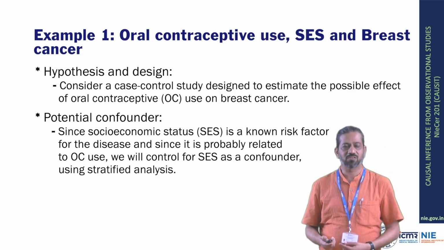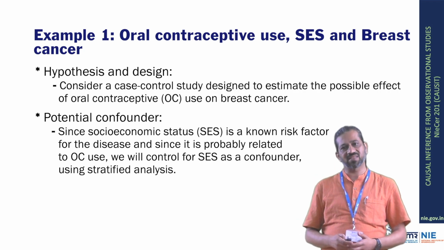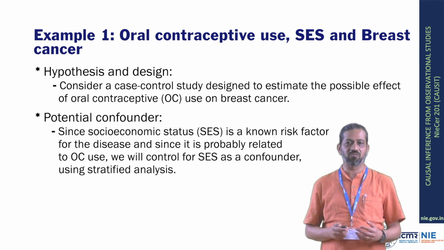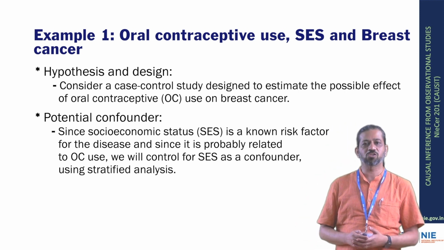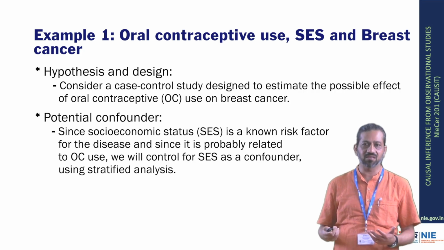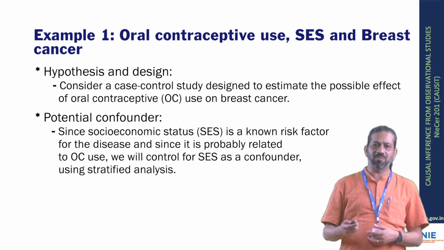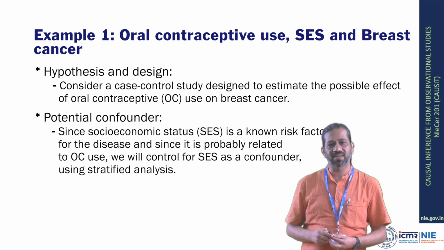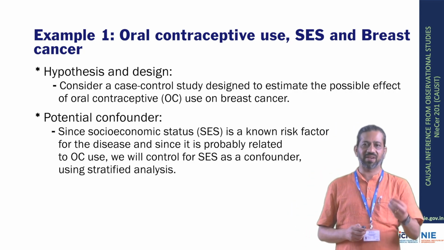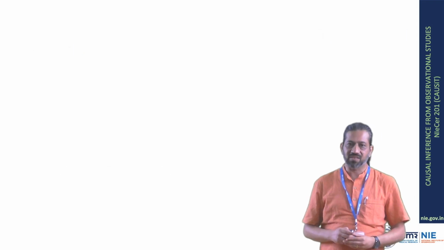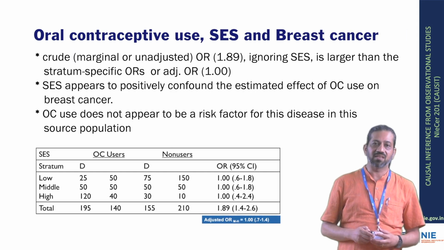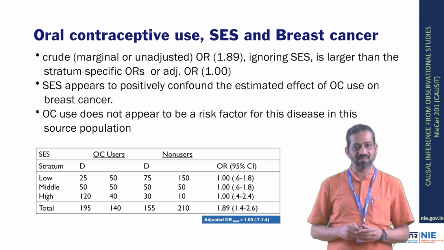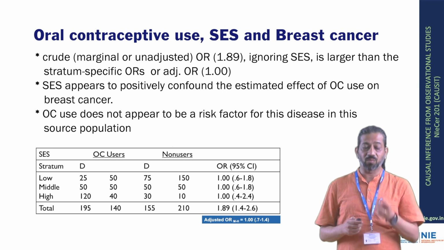Here, consider that we're doing a case control study, which is designed to estimate the possible effect of oral contraceptive use on the incidence of breast cancer. As per literature, socioeconomic status is a known risk factor for breast cancer, and it's probably also related to oral contraceptive use. So we take socioeconomic status as a potential confounder for the effect of oral contraceptive use on breast cancer. Here, this table shows you the crude odds ratio between the effect of oral contraceptive use on breast cancer. The crude odds ratio is 1.89.